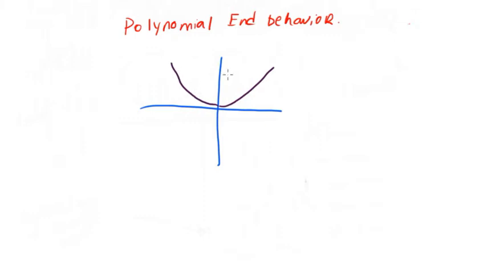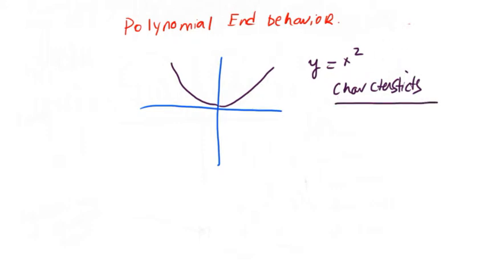This is supposed to be a parabola, which is actually from the equation y is equal to x squared, okay? This is a parabola, and we say this parabola has an even degree, of course, because of 2. So let's list its characteristics over here.